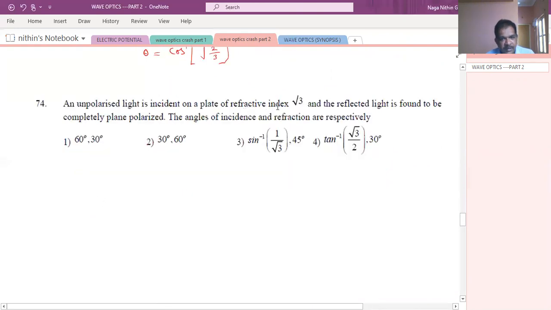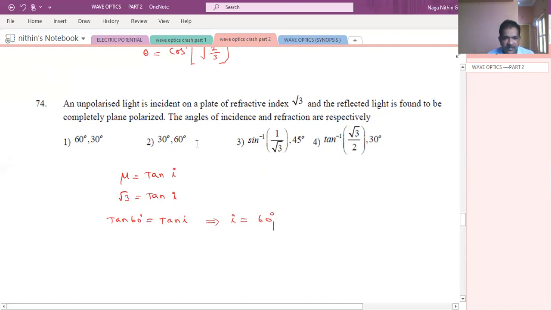Unpolarized light is incident on a plate of refractive index mu, and the reflected light is found to be completely polarized. So Brewster's law, mu is equal to tan I. Root 3 is equal to tan I. So tan 60 is equal to tan I. I value will be 60 degrees.